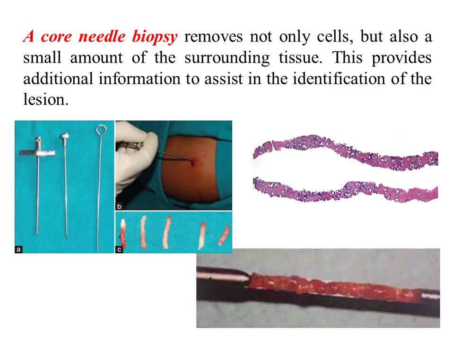A core needle biopsy removes not only cells but also a small amount of the surrounding tissue. This provides additional information to assist in the identification of the lesion.